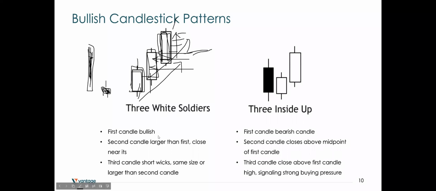Okay, so the first candle is bullish, the second candle is larger than the first and closes near its high, and then the third candle is also about the same size as the second candle, and it's moving upwards. And we can see the buyers coming in with sufficient and consistent momentum towards the upside.